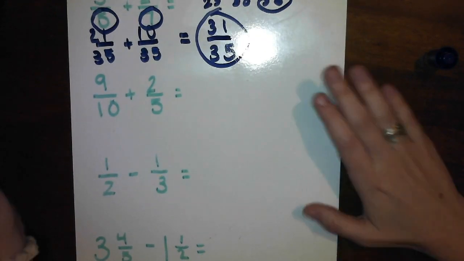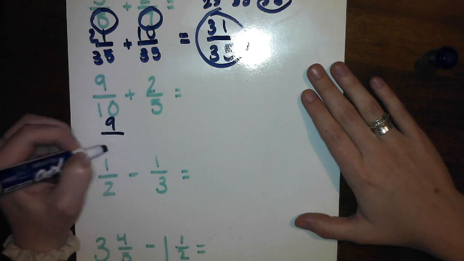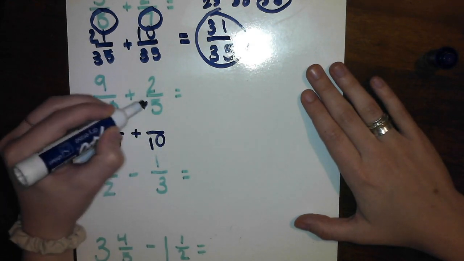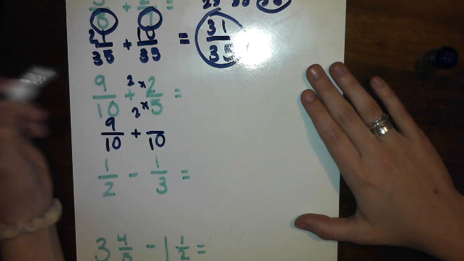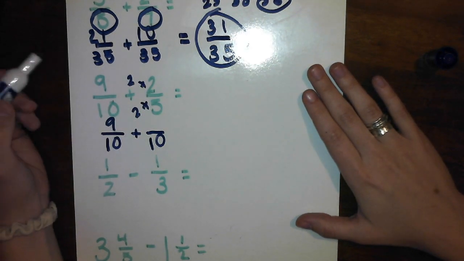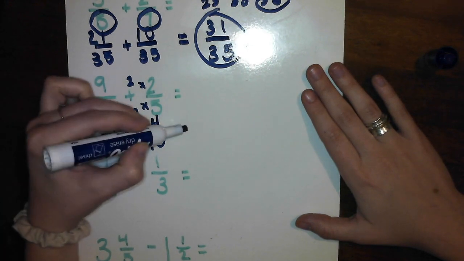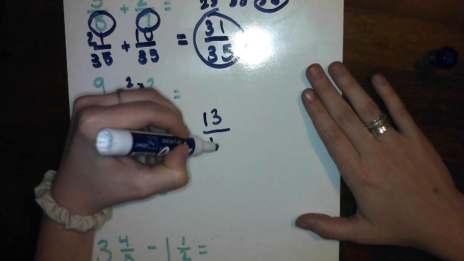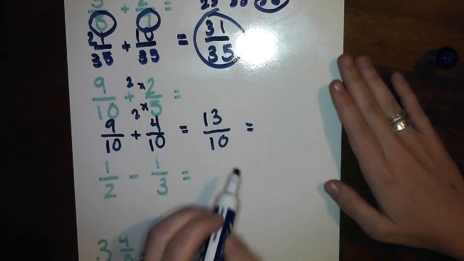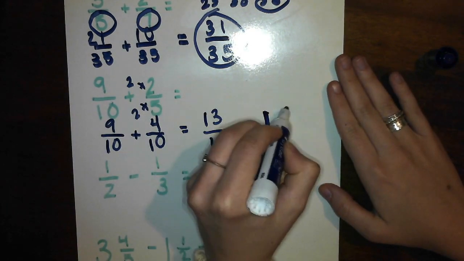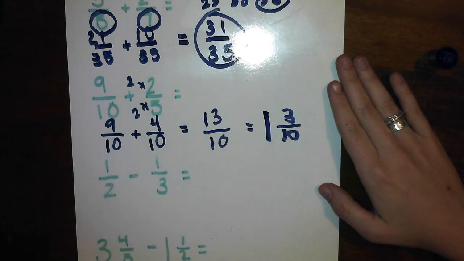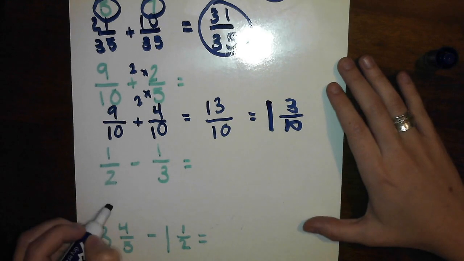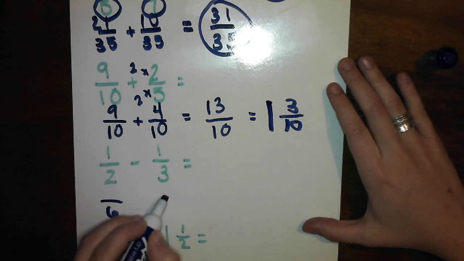Copy these ones down. These ones, 10 is our common denominator. So I have to change my 2/5 into the equivalent fraction of tenths. When I add these together, I'm going to get 13/10, which is an improper fraction. 10 can go into 13 once, and I have 3/10 left over. 1/2 minus 1/3, our common denominator is 6.